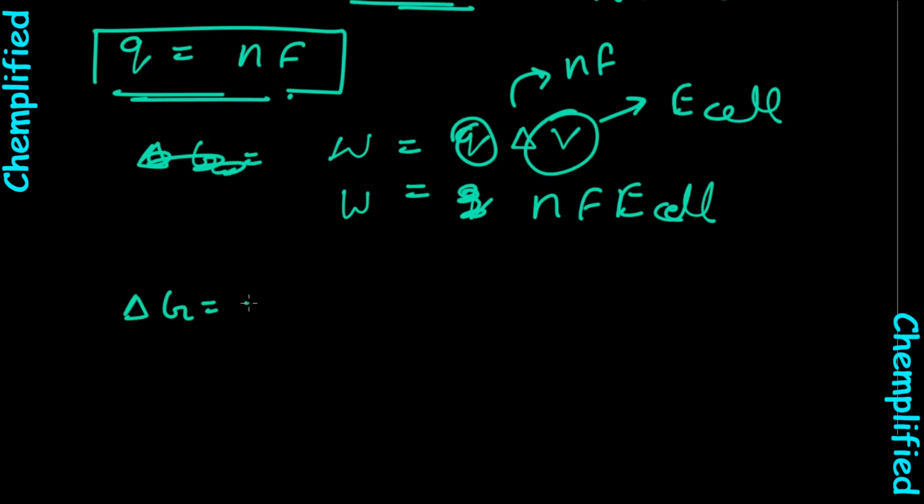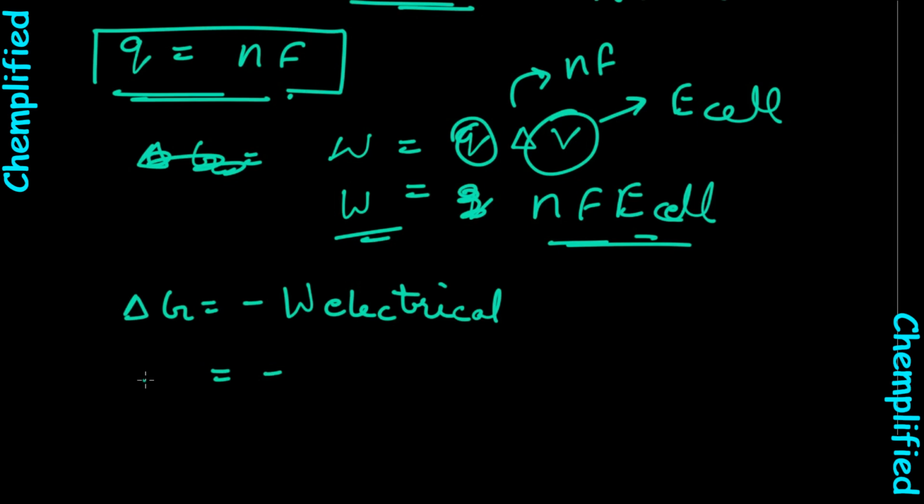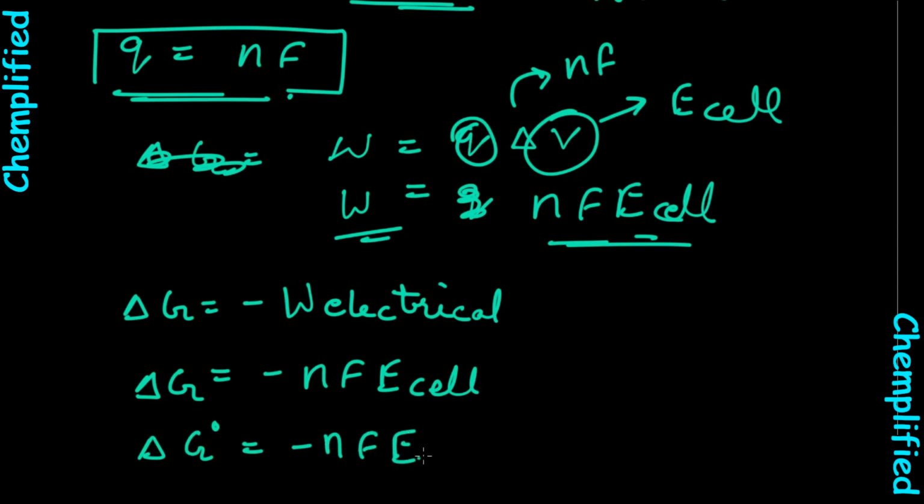Now delta G is equal to negative of work done electrical. Now work done value is nF E cell. Just substitute the value and you will get delta G is equal to minus nF E cell. Now for standard Gibbs free energy, you can write delta G naught is equal to minus nF E naught cell. Here is your E cell and here is your E naught cell, right?